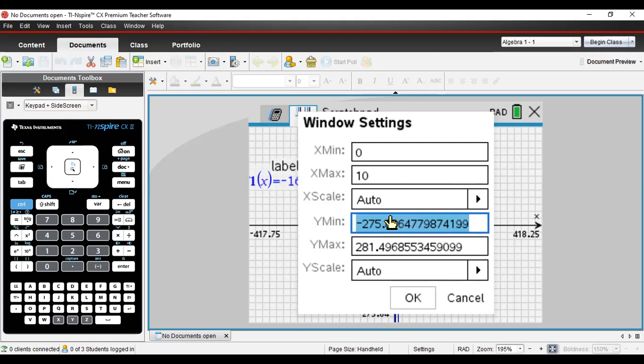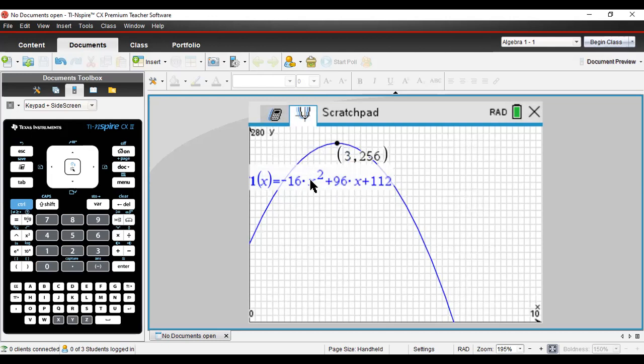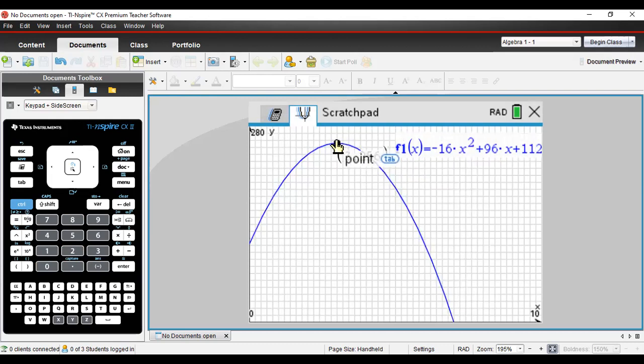So I'm going to go, it starts at 0, and we're going to go up to, let's say, 280. And then I'm just going to press OK. Now, this looks more like what my graph looks like. Here's the vertex. Here's the y-intercept.